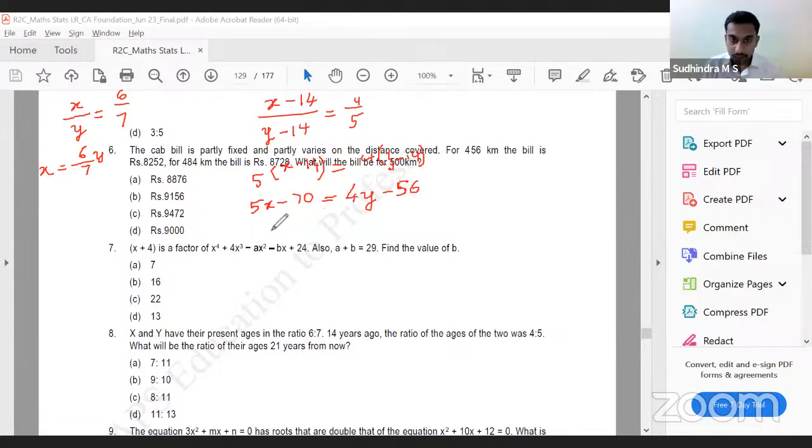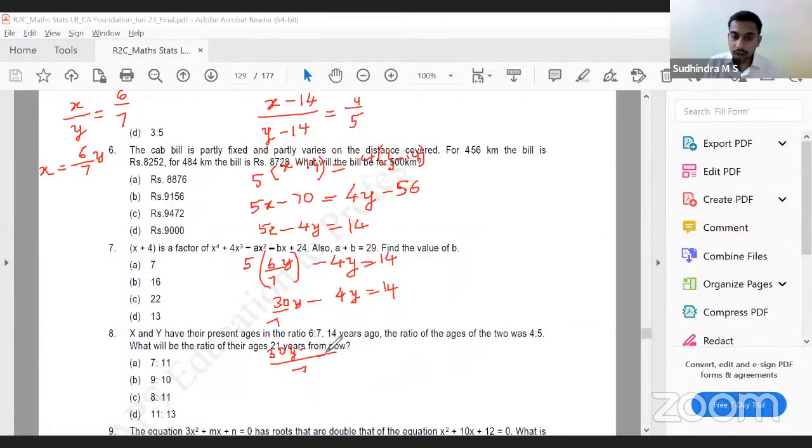So we get 5x, 4y, if you send this side, 5x minus 4y is equal to minus 56 minus 70, this side plus 70. Minus 56 plus 70 is plus 14. 5x minus 4y is 14. We know that x is equal to 6/7y. So instead of x, I'll substitute 6/7y. 5 times 6/7y is 30/7y, minus 4y is equal to 14. We can take 7 LCM.